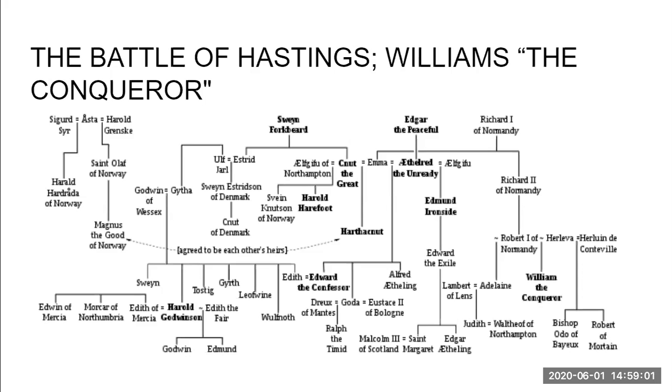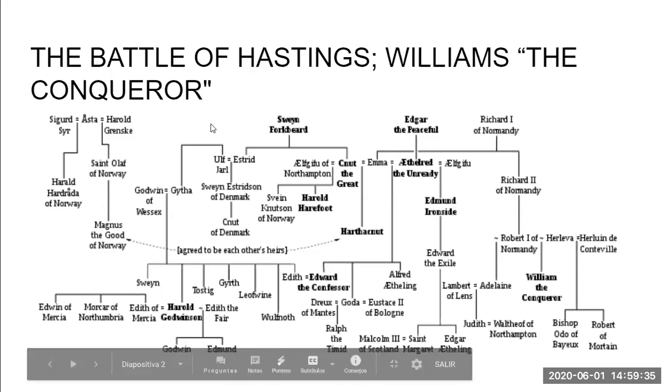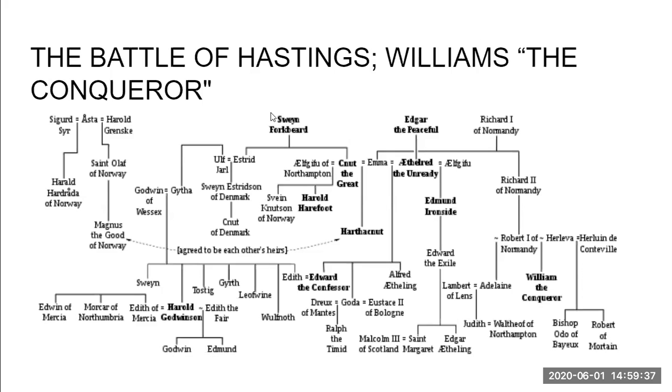Hardrada wanted to be King of England because he wanted more power and better land. Hardrada was very unpopular, but very powerful. His name alone was enough to strike fear into the hearts and minds of his enemies. So, and here you can see the royal family tree of William the Conqueror. Take time to watch it.